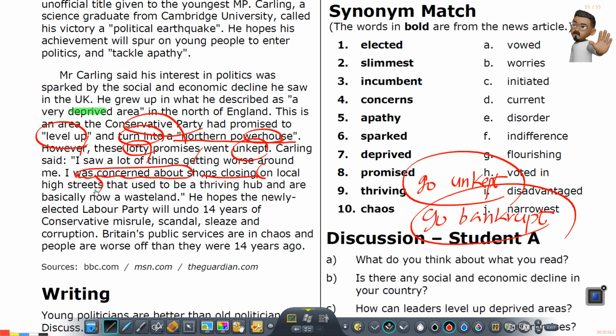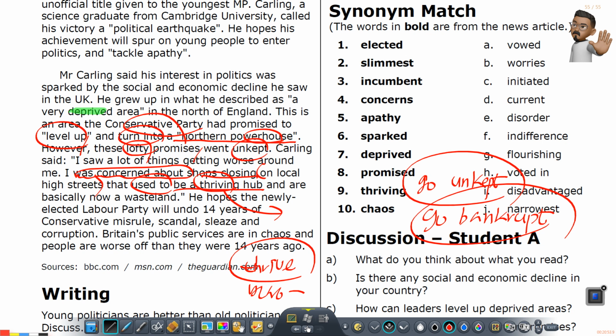On local high streets, and that used to be thriving. Thriving. Right. What does that mean? Thrive. Quite often we use this word. 번영하다. 번성하다. So it used to be those high streets like a 고급 거리, right? 번화가 used to be thriving. And are basically now wasteland. 불모지, 폐허.